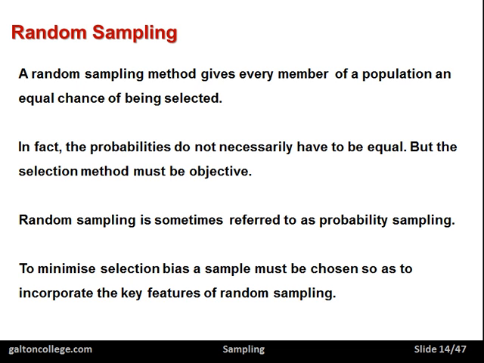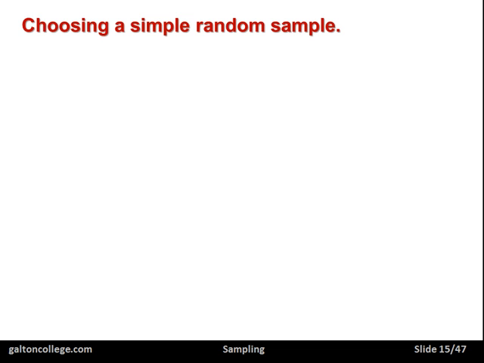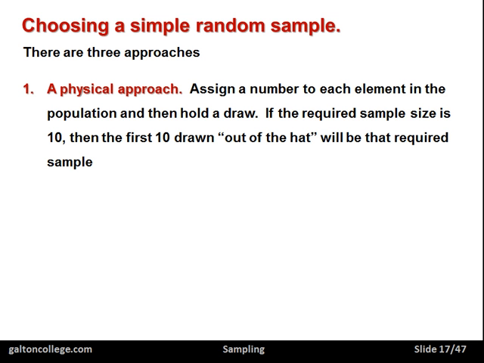In fact, let's move to talking about choosing a simple random sample. Now, there are three approaches. First is a physical approach. Assign a number to each element in the population and then hold a draw.